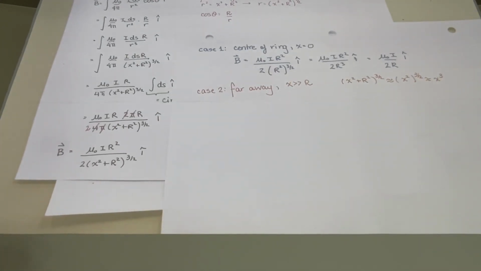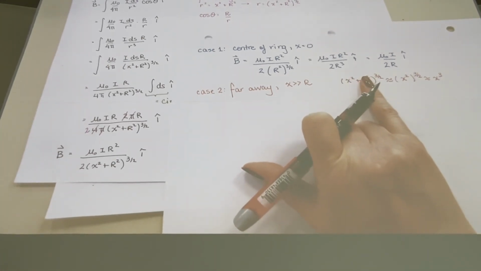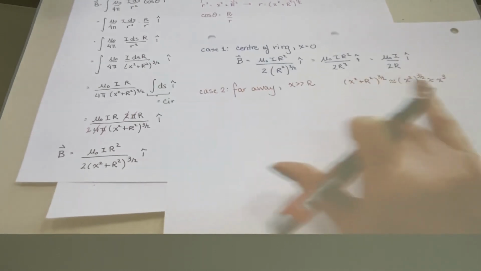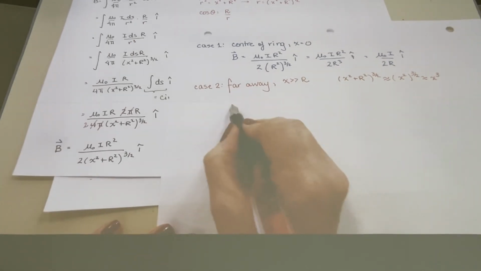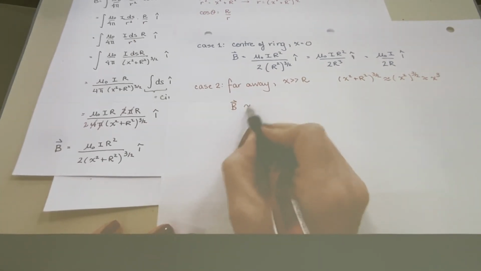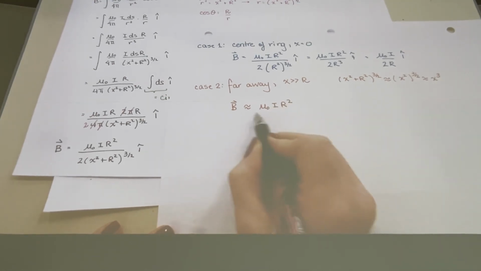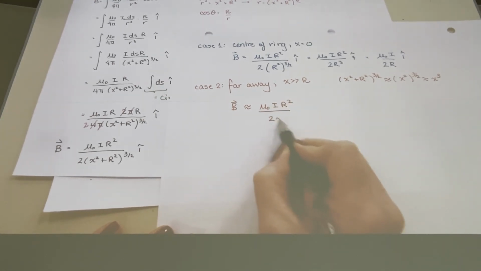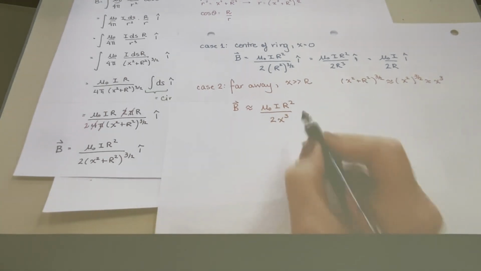In our denominator, x is so much bigger than r that you can treat r like 0. Okay, you get a similar behavior. So (x squared plus r squared) to the 3 over 2 is about equal to x cubed. Let's see what that does to our equation. So our magnetic field B is about equal to mu naught times I times r squared over 2 times x cubed, and that's in the x direction.